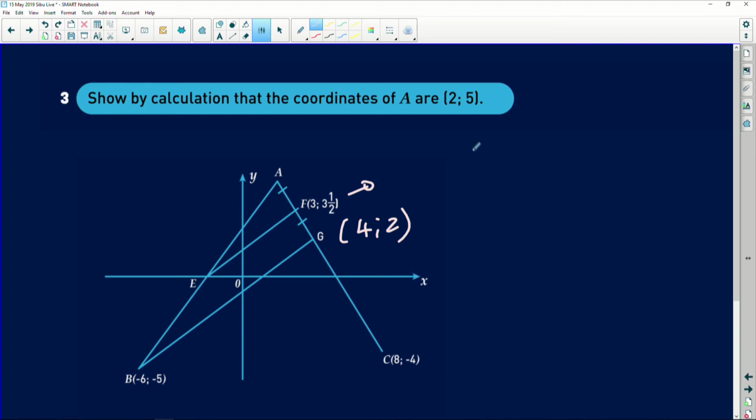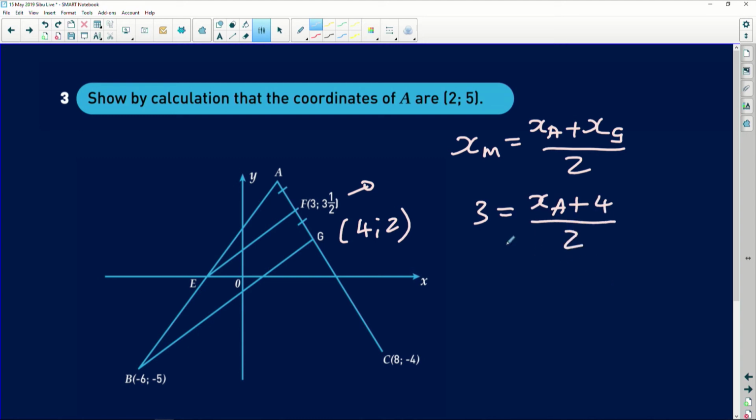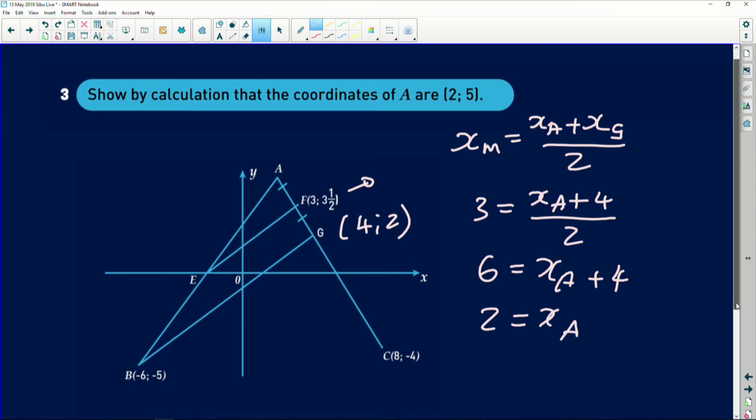According to our knowledge of the midpoint theorem or the midpoint formula, the x value of the midpoint is going to be x of A plus x of G divided by 2. If you simplify this further, the x value of the midpoint is 3. It's 3 there, which is F. So 3 equals x of A plus the x value of G, which is 4, divided by 2. Cross multiplication, 2 times 3 gives us 6 is x of A plus 4. If you transpose, you're going to get 2 is x of A. Very nice and simple, not complicated at all.